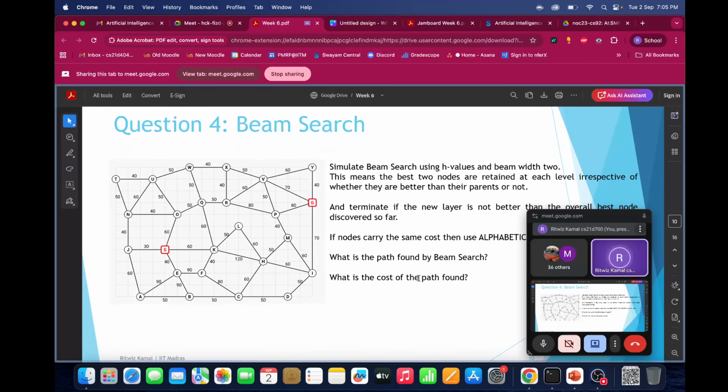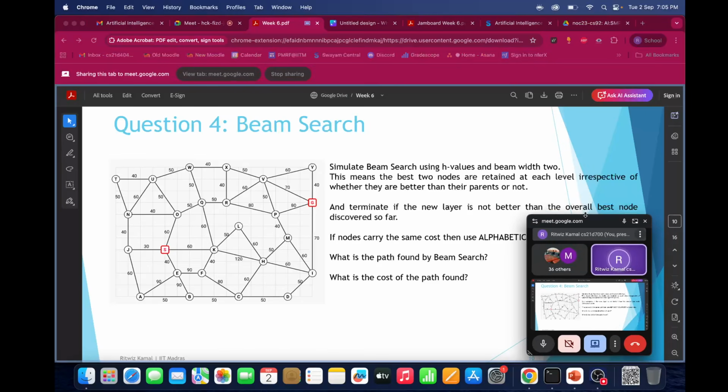Coming to beam search next. You saw one instance of beam search that we discussed with respect to the SAT problem in one of the live sessions, right? Here you have to solve this particular graph using beam search, and you are given that you can use H values to decide what nodes to include in your beam, and your beam width is 2, which means that the best looking two nodes are expanded or retained at each level, irrespective of whether they are better than their parents or not.